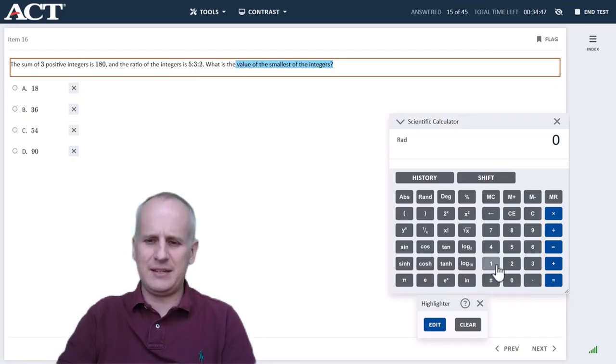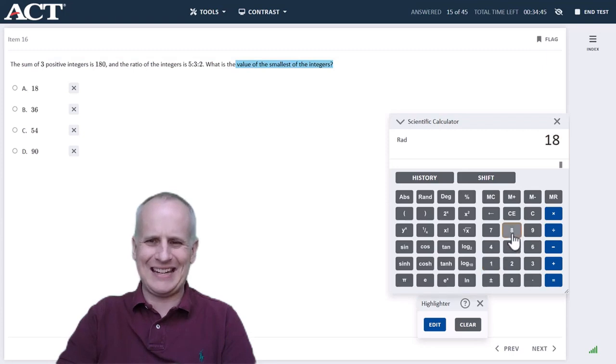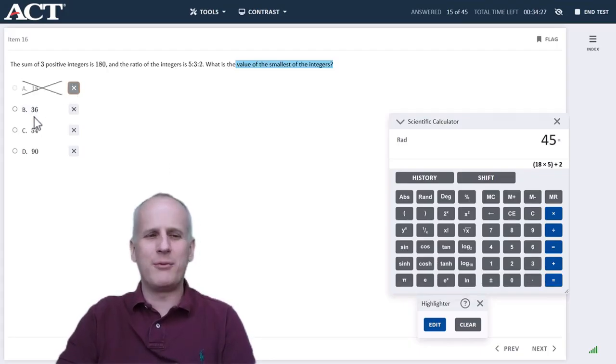So if we did, say, choice A, 18, and we multiplied it by 5 and divided by 2, well, sure enough, 18 is 2/5 of 45. That's the biggest of the values. And if I added 45 to 18 to something in between the two, that's going to be way too small. But if we consider 36, well, now that's going to be 2/5 again.